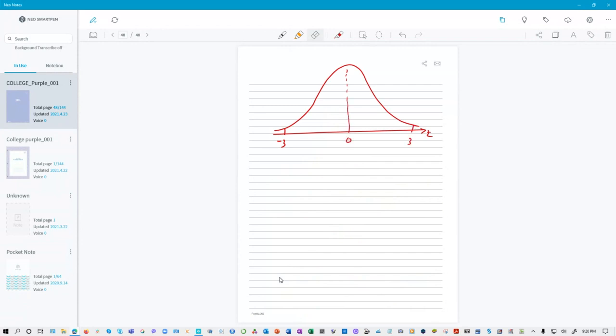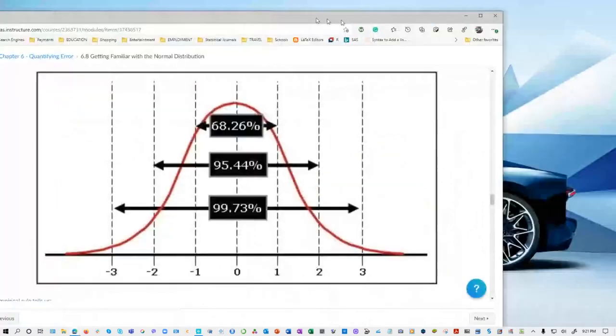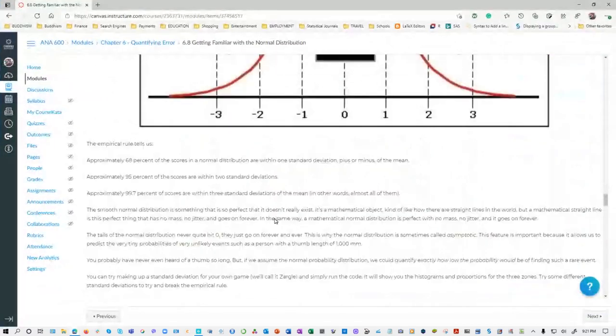0, minus 3 to plus 3. This one will cover 99.73%. That means all data. 99.73% of data falls within 3 standard deviations. That's what the golden rule is. That means when you have any calculations, you can calculate easily based on this property.